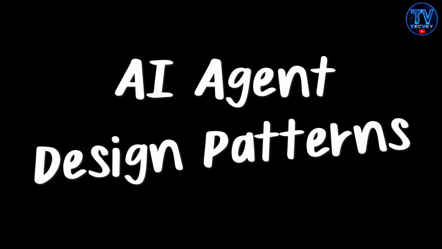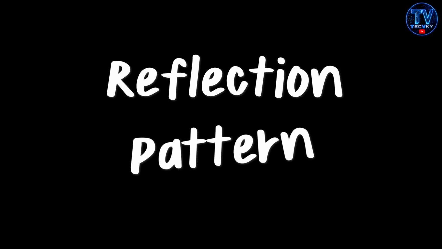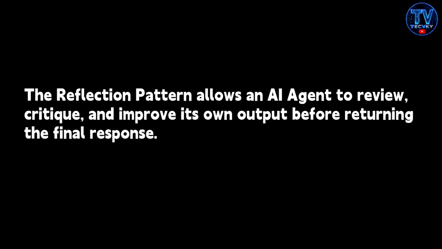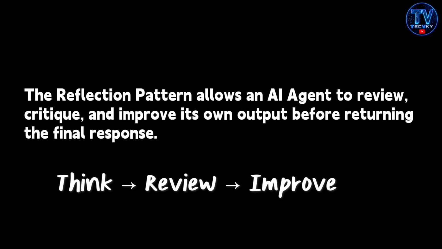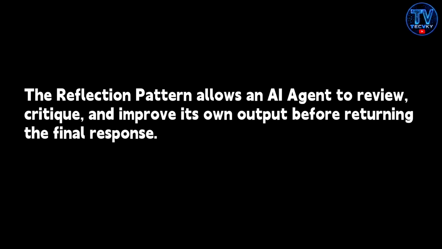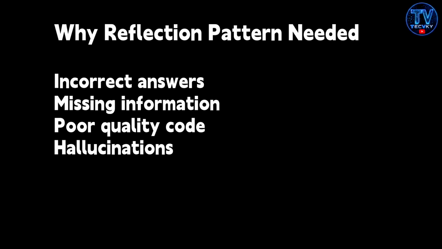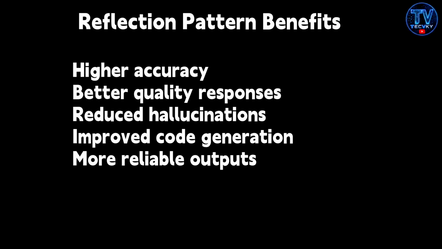professional should know. Okay, so let's discuss the first pattern, reflection pattern. The reflection pattern allows an AI agent to review, critique, and improve its own output before returning the final response. So think, review, and improve. Why is it needed? AI agents can make mistakes such as incorrect answers, missing information, poor quality code, hallucination. Instead of directly responding, the agent performs a self-check. So the benefits are higher accuracy, better quality responses, reduced hallucinations, improved code generation, more reliable outputs.